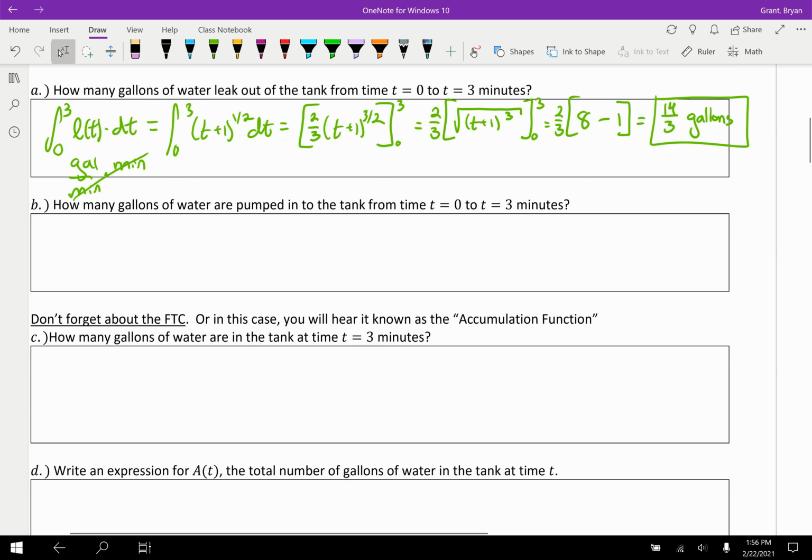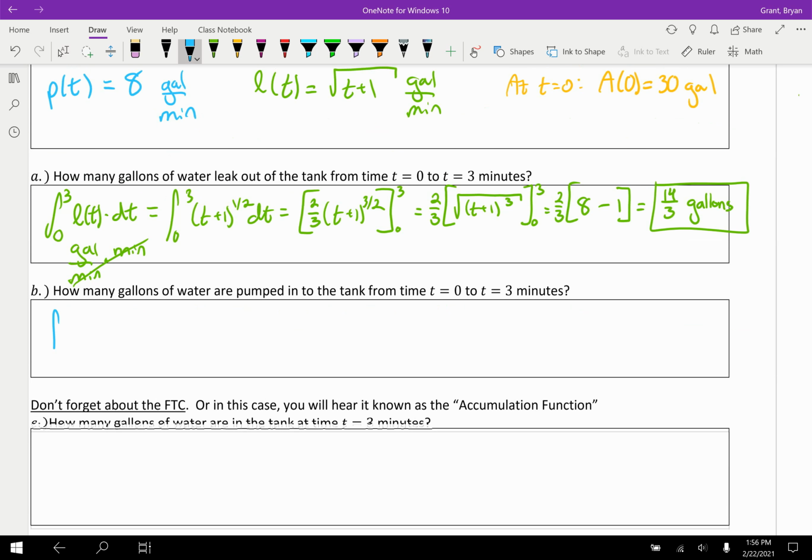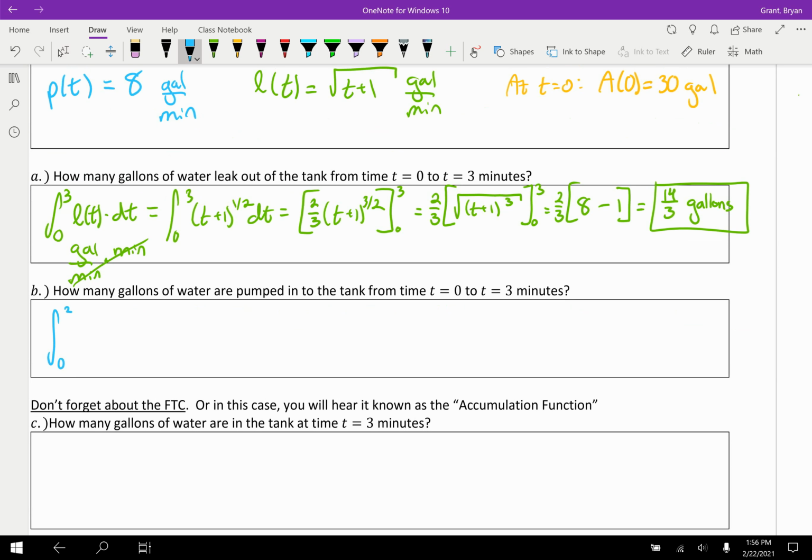Alright, so let's jump down to part B. How many gallons of water are pumped into the tank? Well, we can do this, no problem. Right, this is our pumped in. So 0 to 3, P of t dt. Checking, yes, that'll give us gallons, so we need the antiderivative of 8 dt. Okay, so we end up with 8t from 0 to 3, and this gives us 24 minus 0, which is 24 gallons.